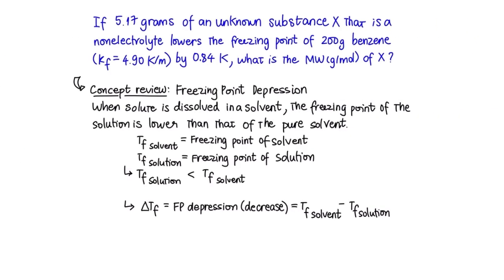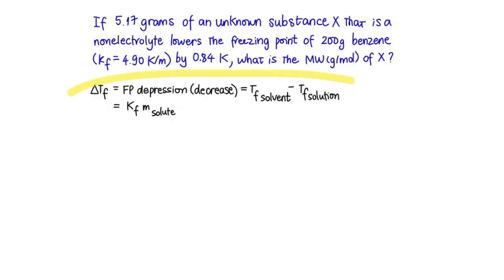And there's also something called delta TF, or freezing point depression. That is simply the difference between the freezing point of the solvent and the freezing point of the solution. And there's a formula to calculate delta TF. You're just going to take KF times the molality of the solution. Here, KF is the molal freezing point depression constant, and that is specific to different solvents. And the small m right here is molality, or moles of solute per kilogram of solvent. So we'll keep that in mind and move on to solving this problem.